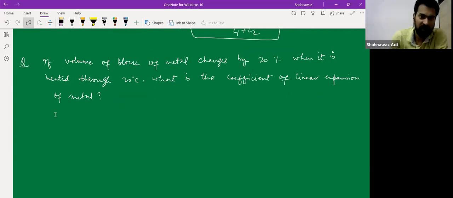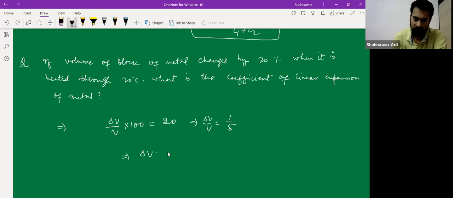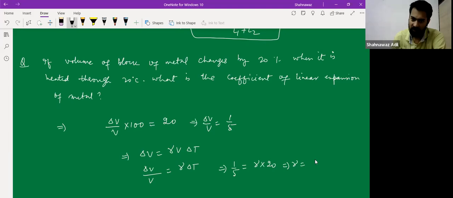Yes, so what did you get, Marita? Yes, 3 into 10 to the power minus 2. Not sure. Why are you not sure? Okay, so V and then delta T. Right, so delta V by V is what? Gamma delta T. And this we know. So 1 by 5 is gamma. And delta T is what? 20. So yes, gamma is 1 by 100, right? So gamma is 0.01.